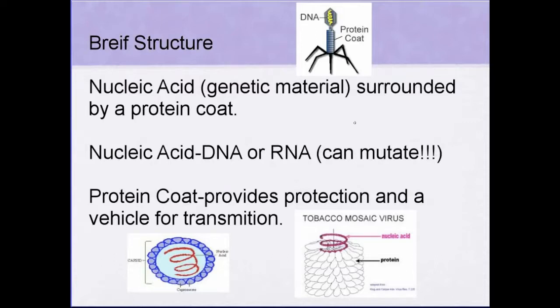Very brief structure. All viruses have a nucleic acid or genetic material, which again can be DNA or RNA, and is surrounded by a protein coat. The nucleic acid can mutate, and a perfect example of this is the cold virus and the flu virus, influenza. Each year, that genetic material mutates a little bit every year, and that's why we get a new cold every cold season. The protein coat provides protection, and it provides a vehicle for transmission. So again, remember that the protein coat is what matches up to the proteins on the cell and allows it to get in.